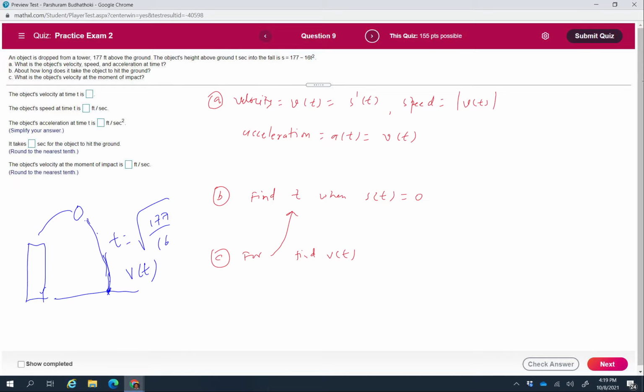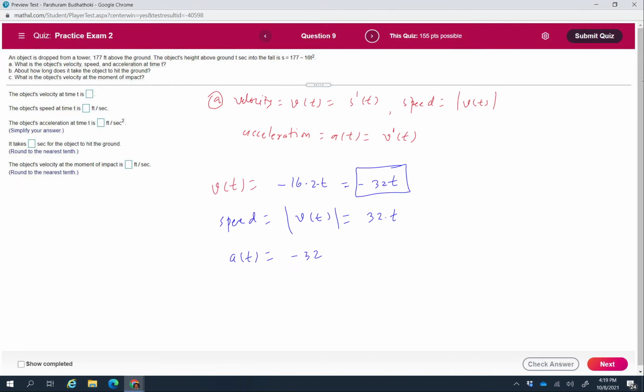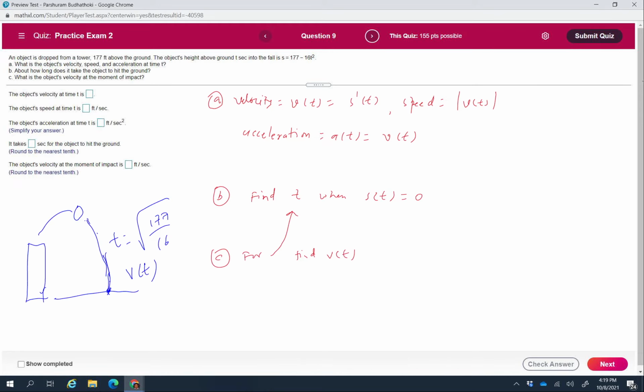Okay, so the velocity, we already found the velocity. If the velocity is negative 32 times t, we just have to find this velocity when time is square root of 177 over 16. So 32 times the square root of 177 over 16. We just have to find this value. Just use the calculator and find the value. And also don't forget to follow this instruction: round to the nearest tenth. Simplify your answer.